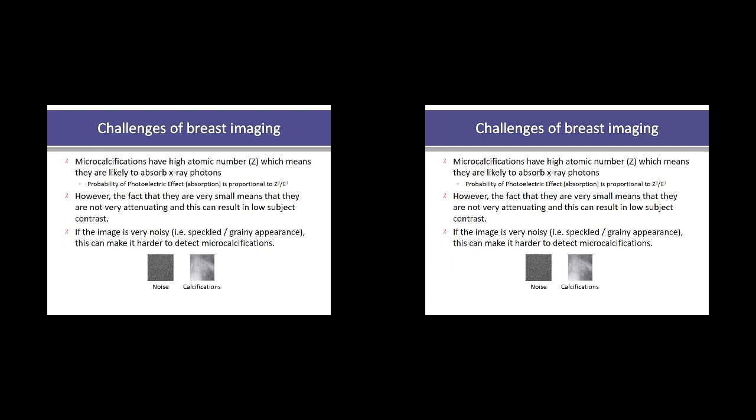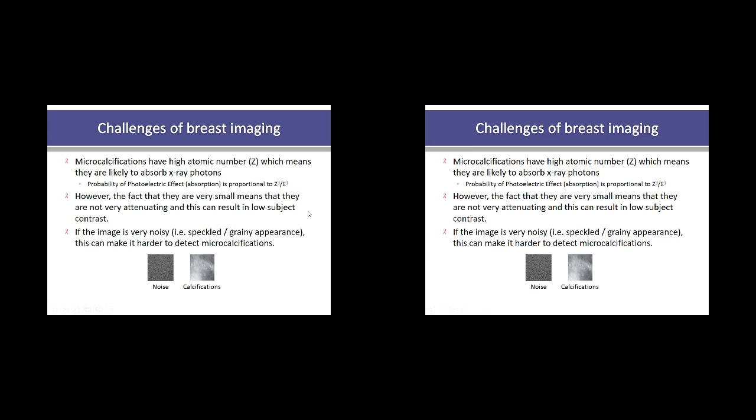Now, microcalcifications do have a high atomic number. The atomic number of calcium is much higher than the atomic number of the atoms in soft tissue. So what that means is they are likely to absorb X-ray photons. The probability of absorption is going to be very high in the microcalcifications. And hopefully you've remembered this from your interactions lecture, that the probability of photoelectric absorption occurring is proportional to Z cubed over E cubed. So we get the most absorption in very high atomic number materials, like bone, for example, and we also get the most absorption when X-ray energy is low, which it is in mammography. So we get a lot of absorption within the calcium of the microcalcifications.